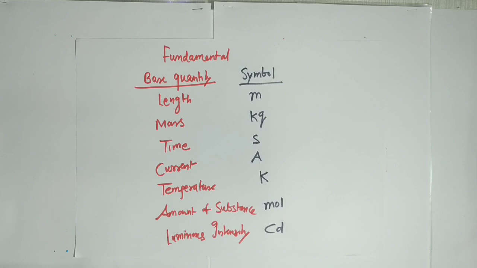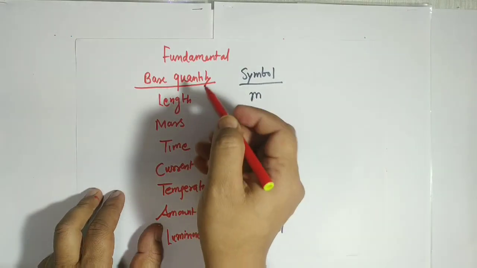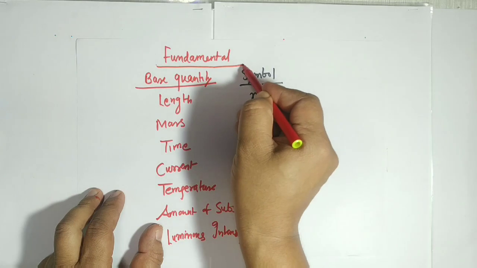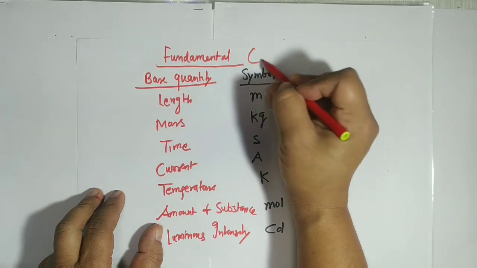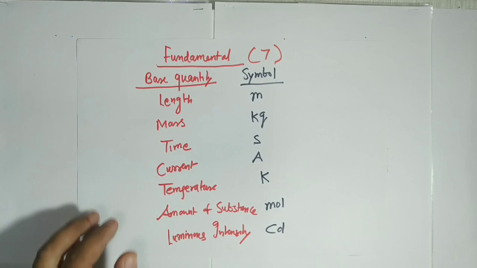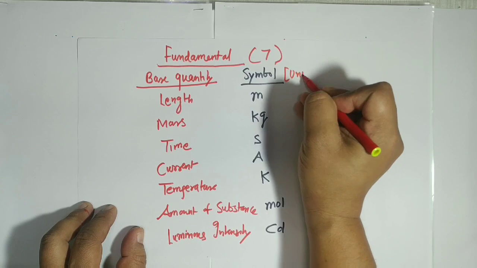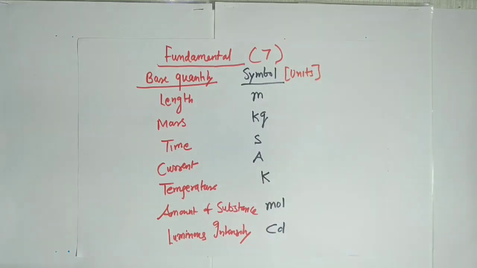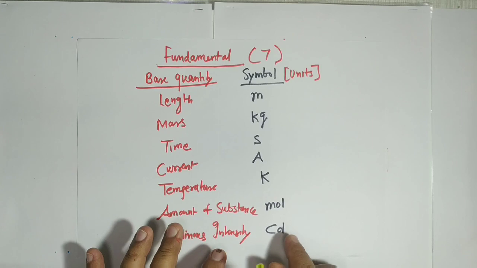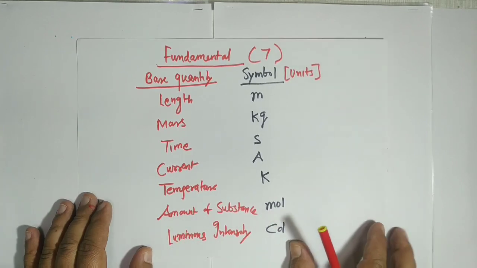So fundamental quantities, these are the fundamental units for them, and these are 7 base quantities. So they have fundamental units. What we say here, these symbols are basically their units. Length is measured in meter, mass in kg, time in second, current in ampere, temperature in Kelvin, amount of substance in mole, and luminous intensity in what? Candela, cd. So 7 fundamental base quantities are there.